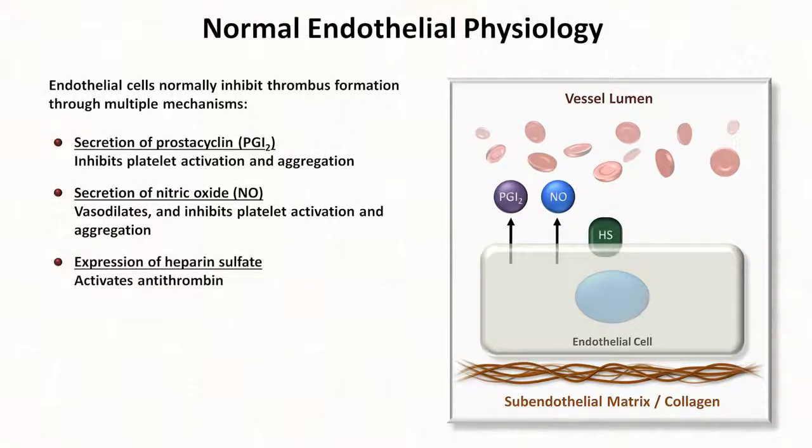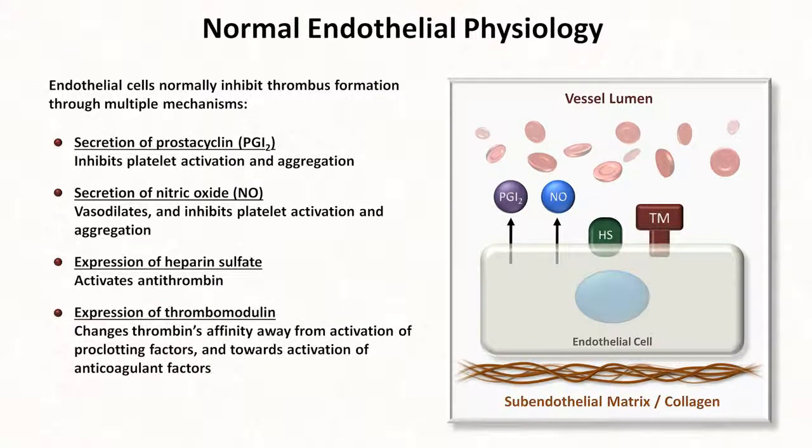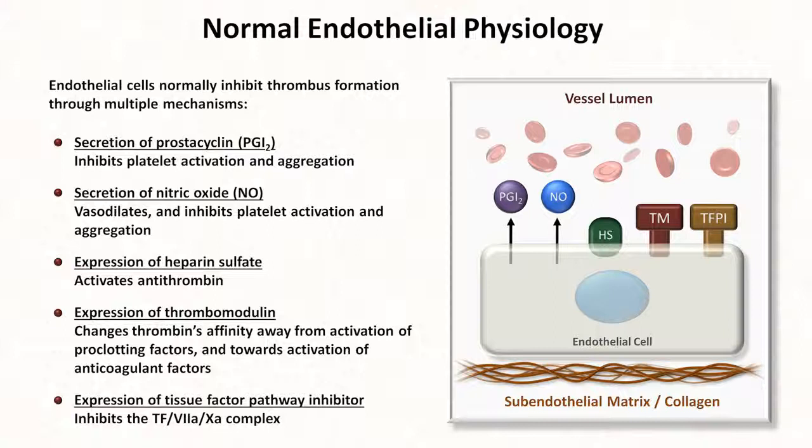They express a molecule called heparan sulfate, which activates an enzyme called antithrombin, which inactivates several members of the coagulation cascade. They express thrombomodulin, which changes the enzyme thrombin's affinity away from activation of proclotting factors and towards activation of anticoagulant factors. And last, endothelial cells normally express a protein called tissue factor pathway inhibitor, which inhibits the tissue factor 7A, 10A complex. Heparin, antithrombin, thrombomodulin, thrombin, and the tissue factor 7A, 10A complex will all be discussed in the next video.